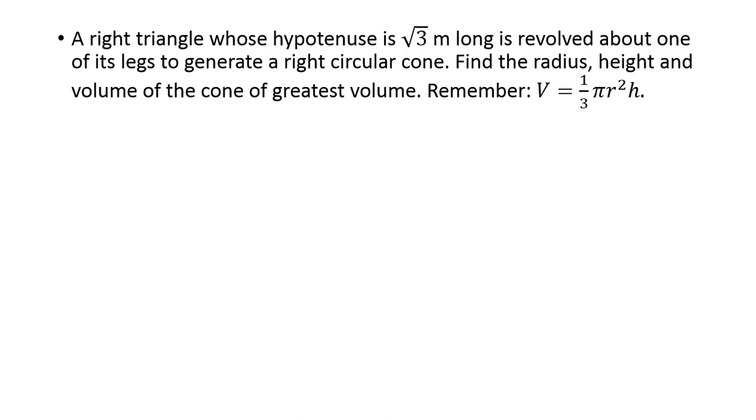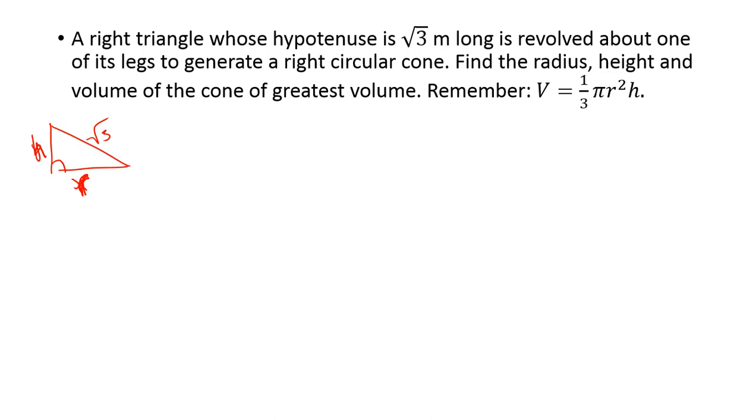And so what we have is this right triangle, square root 3, and we're going to have our x and our y. The x will also be the radius as we revolve it around, and the y will be the height of it, which we can actually change. X will be r, and then y will be h.